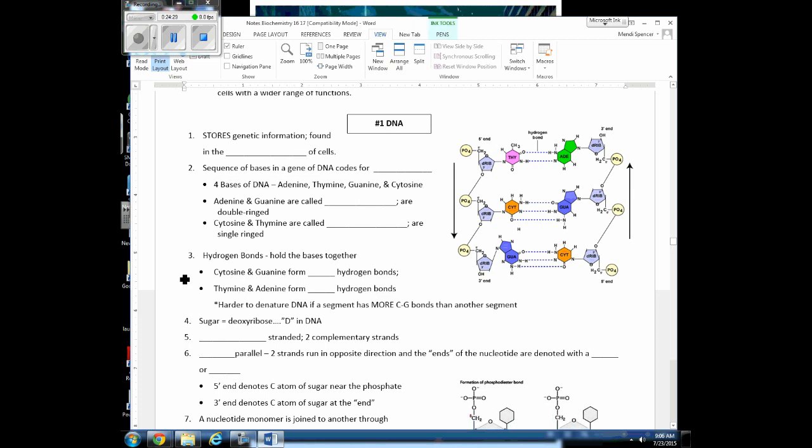DNA stores your genetic information. It's found in the nucleus of your cells. And DNA is known to code for your proteins. And it does so by the order of these bases. And there were 4 nitrogenous bases: adenine, thymine, guanine, and cytosine. And you probably remember that A goes with T and G goes with C. And some students remember that the stick letters go together and the curvy letters go together.